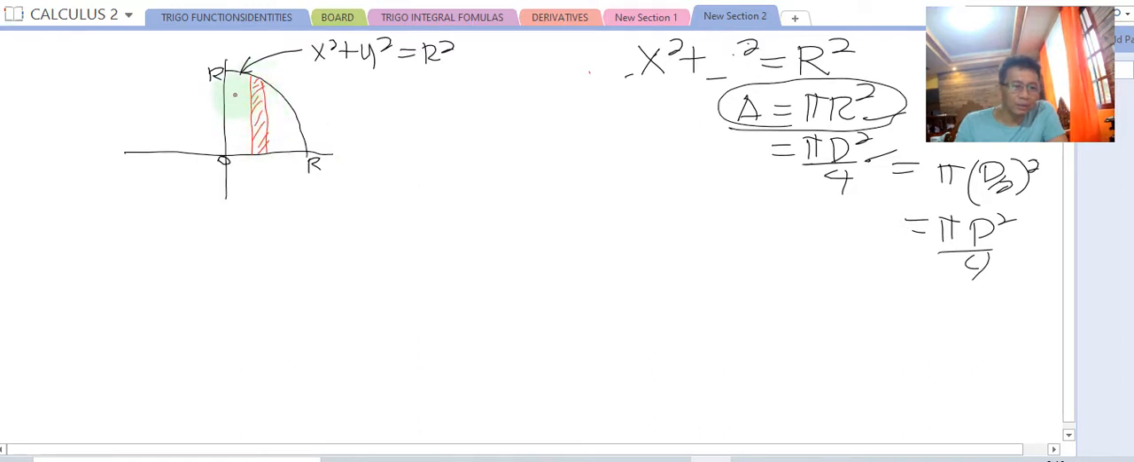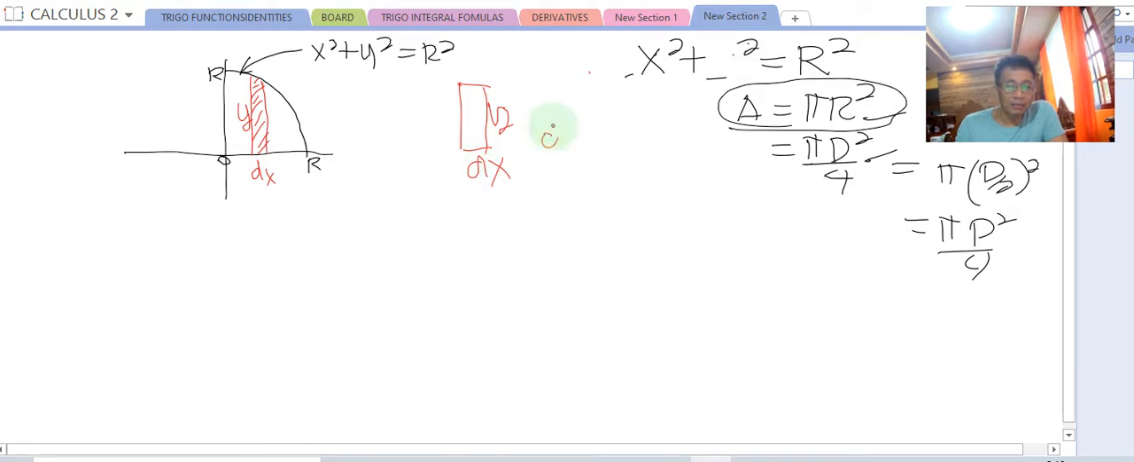So, yung vertical natin, yung height niya is variable y. Variable kasi ang daming from r, magiging zero siya hanggang dito. Okay? Ang dami niya, infinite number. And of course, our differential length is dx. So, yung differential area natin is y dx.